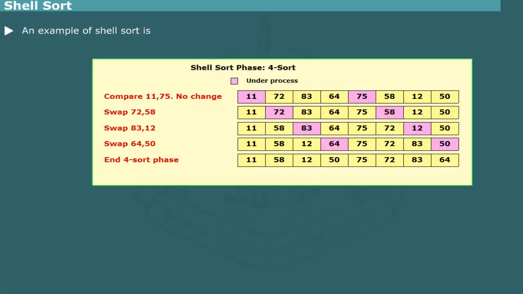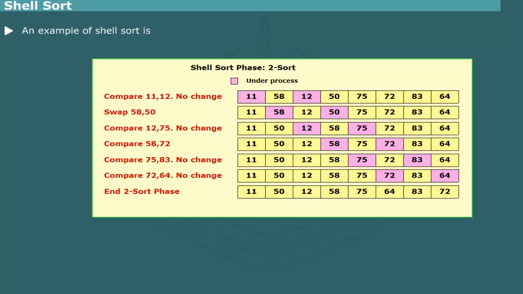In 4 sort phase, an element is compared with another element with relative displacement of 4. Thus, elements 11, 75 are compared and exchanged. Next elements 72, 58 are compared and exchanged. Then elements 83, 12 are compared and exchanged. Lastly, elements 64, 83 are compared. Since these are already in order, no swaps are done.